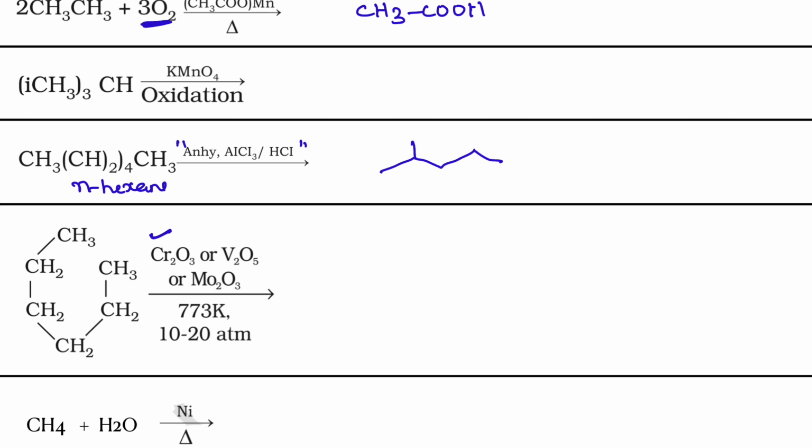The next one is used for aromatization. This is dehydrogenation and cyclization. And most importantly, this is C6H14, and that will give you benzene. So here benzene, this is C6H6 plus 4 moles of hydrogen gas. So aromatization, if you take n-heptane, you will get toluene. If you take n-octane, you will get dimethyl benzene or ethyl benzene.